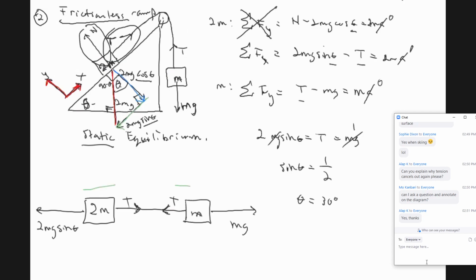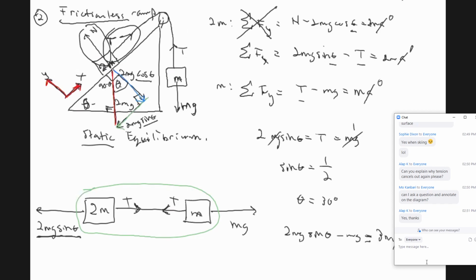I always write it out like this. I can group this as a whole, and then I just simply do my 2mg sine theta minus mg is equal to 0, right? I ignore all of the other things, and that's equal to actually 3ma, but a is equal to 0. So I simplified even further, so I don't have to worry about all that other stuff. But this goes into you understanding that you need to be able to break this weight vector into components correctly.